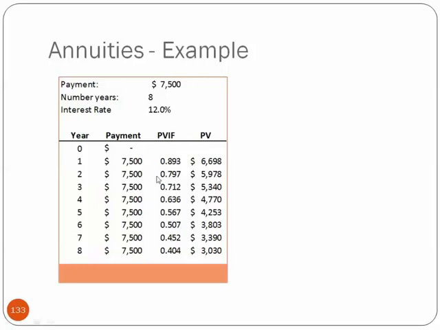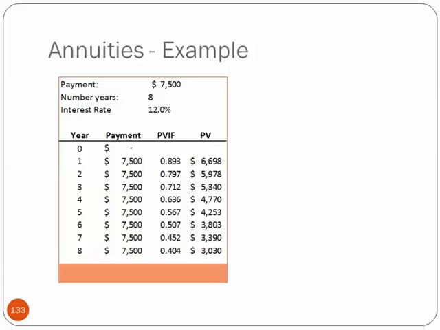We can keep doing this for each year. So just to show you the bottom year, 8 years out, $7,500 is really only worth $3,030 today. So that might seem a little surprising. Well, it's $7,500, you say. Well, my answer is it is, but that's in 8 years. If you were able to earn 12% interest on that in the intervening years, it's really only worth $3,030 today.